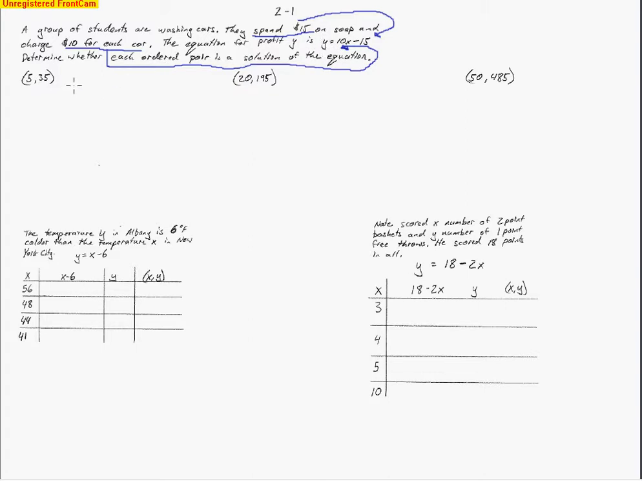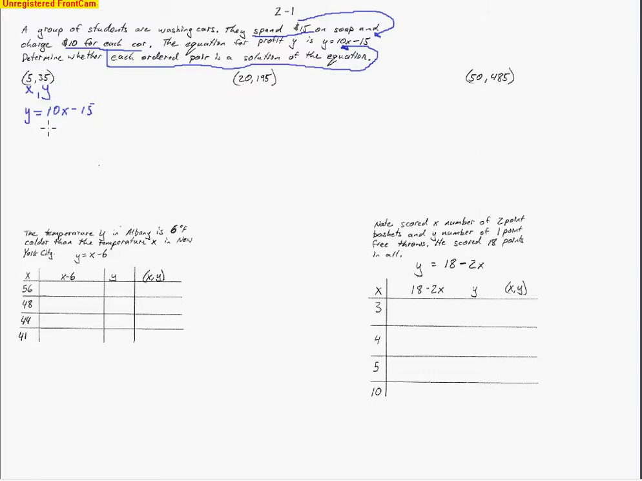What we want to do is find out whether these ordered pairs are solutions of the equation. That means, do they actually make sense? We're going to take our x value, which is 5, and our y value of 35, and substitute them into the equation we're given. So let me rewrite the equation here. y equals 10x minus 15. So spending $15 on the soap and $10 for each car gives us our total amount that we were going to make.